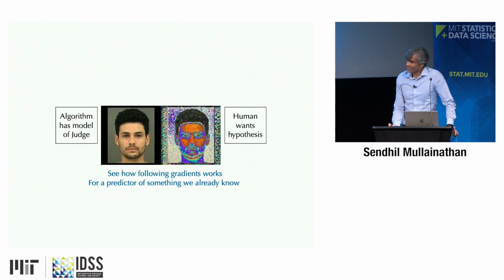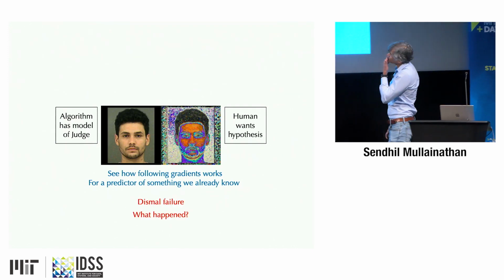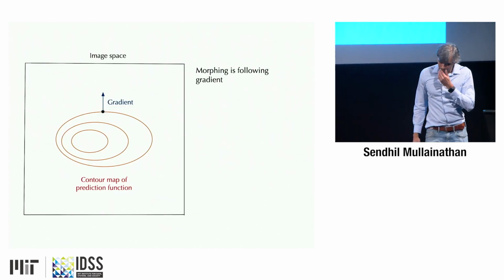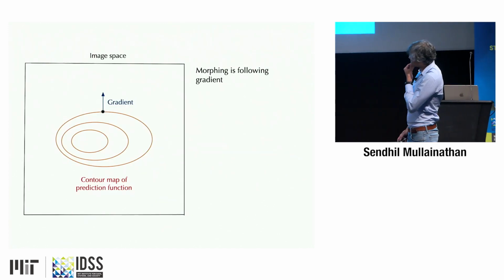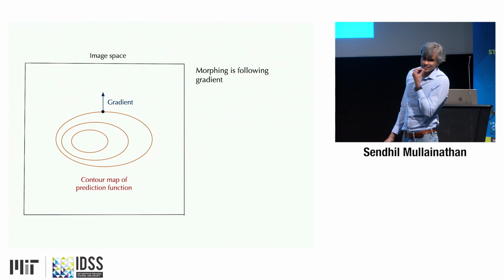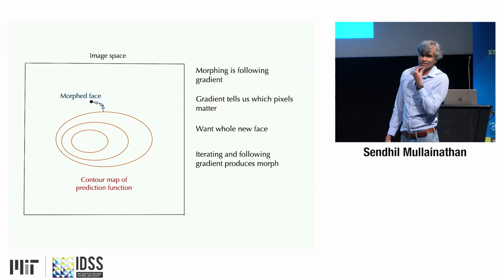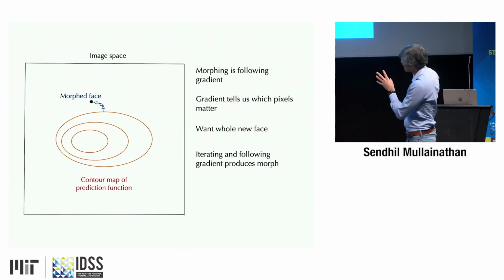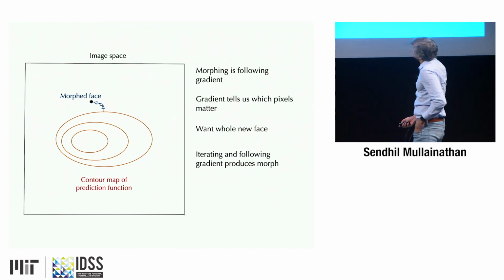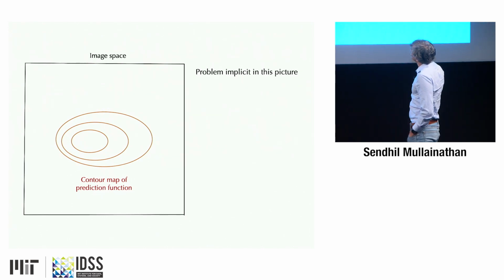What's going on here? Well, what's going on here is actually transparent in this image that I put forward. I said, oh, let me just follow this gradient. I calculated it, and I'll just follow it, and I'll have this morphed face. But this picture is a lie. It's a lie because you'll notice this is image space.